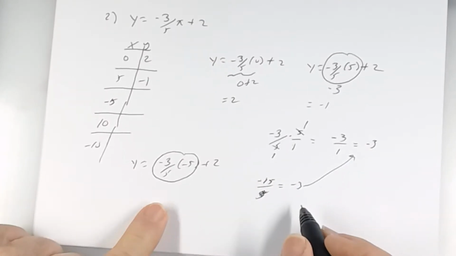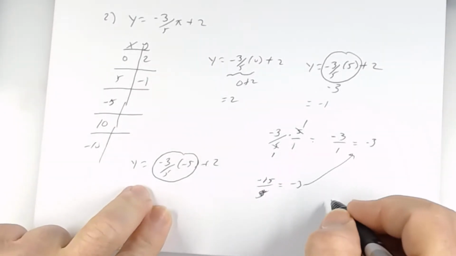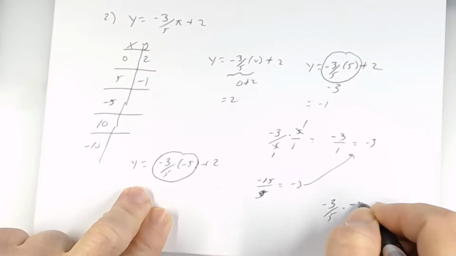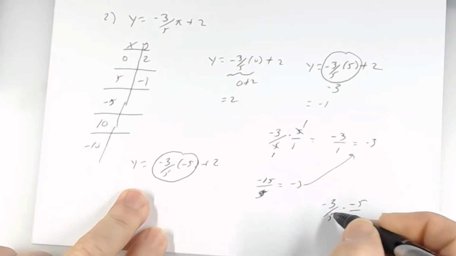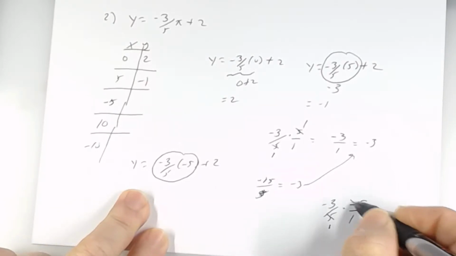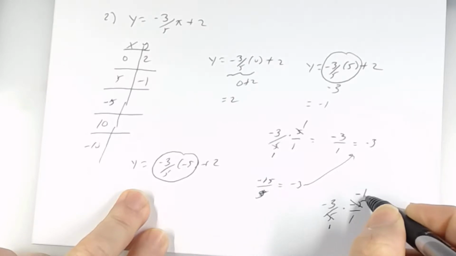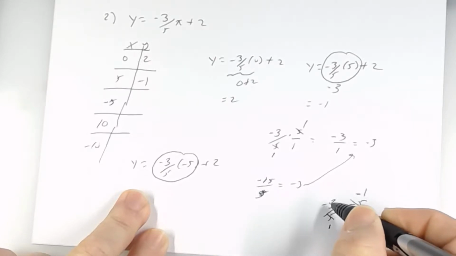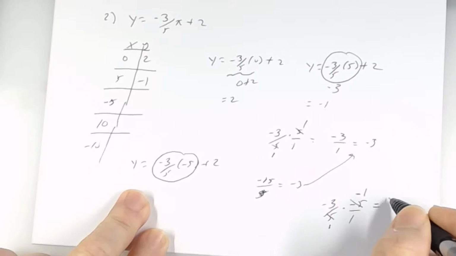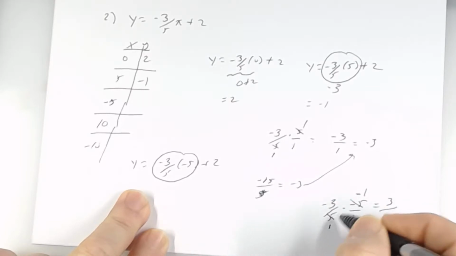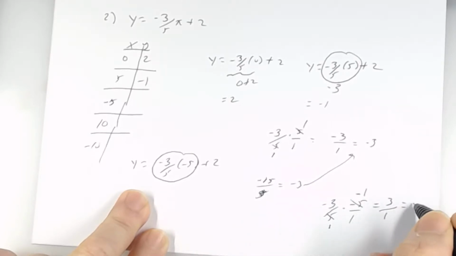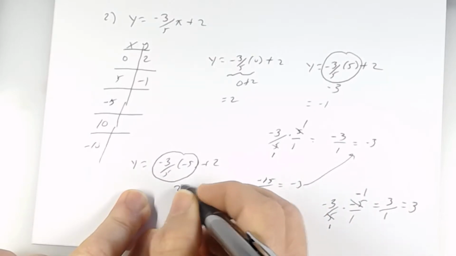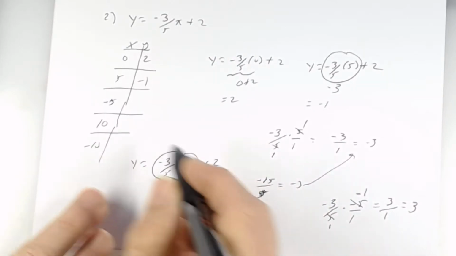So let's figure out what negative 3/5 times a negative 5 over 1 is. 5 and a 5 is 1. 5 and negative 5 is a negative 1. What's a negative 3 times a negative 1? Positive 3. What's 1 times 1? So that's just 3. So I get 3 plus 2, which is 5.